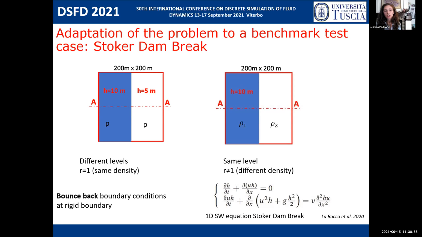Last, we have an adaptation of the problem to a benchmark test case, the Stoker-Dunbrack, where we can have different levels with the same densities and the same level with different densities rho 1 and rho 2, with bounce back boundary condition at rigid boundary.